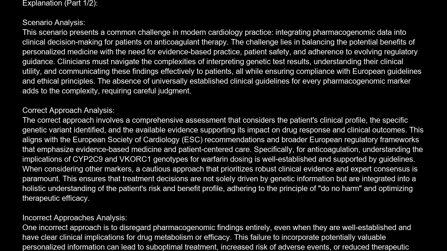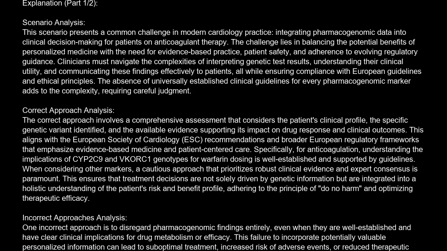patient-centered care. Specifically, for anticoagulation, understanding the implications of CYP2C9 and VKORC1 genotypes for warfarin dosing is well established and supported by guidelines. When considering other markers, a cautious approach that prioritizes robust clinical evidence and expert consensus is paramount. This ensures that treatment decisions are not solely driven by genetic information, but are integrated into a holistic understanding of the patient's risk and benefit profile, adhering to the principle of do no harm and optimizing therapeutic efficacy.